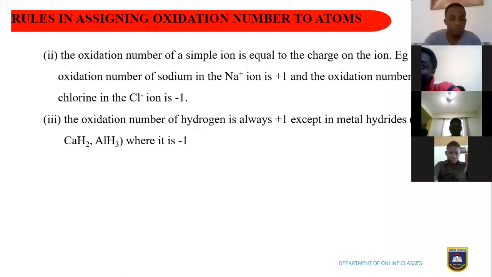So anytime any of those elements combine with hydrogen, then the oxidation number of hydrogen ceases to be +1. But it becomes -1 in those instances.